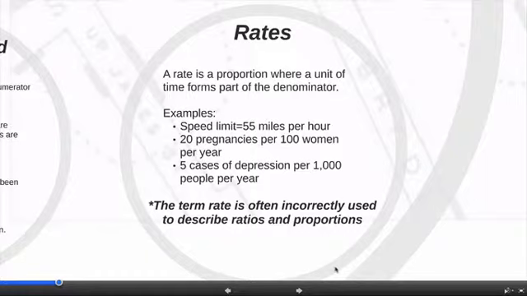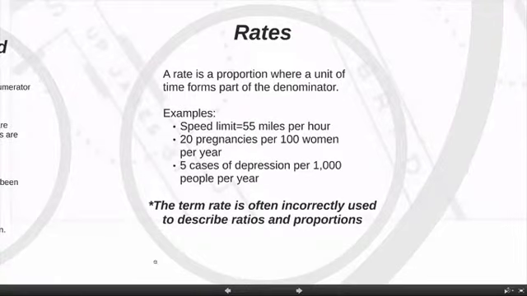But you'll see it's just sort of commonplace to call something like a mortality rate, which we're going to learn next week, a rate, and it's not actually a rate. So just be wary of that, and as you become more familiar with those things, you could sort of laugh at those people that make those kinds of mistakes.